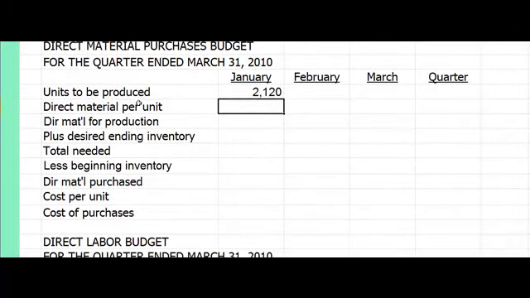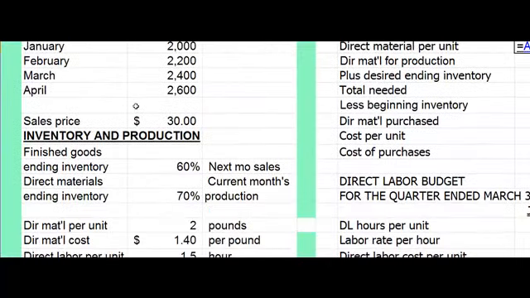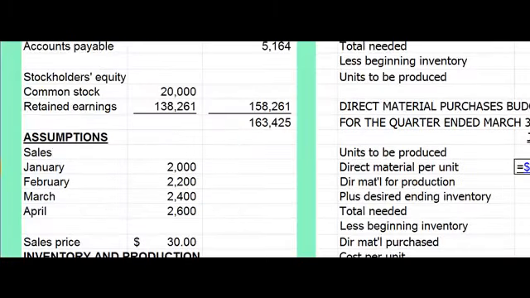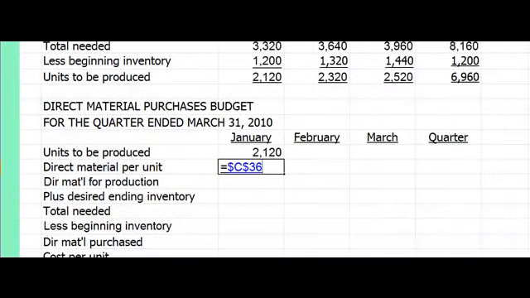Now, the next thing we need is the direct materials per unit. That's going to come from our assumptions. So we're going to go over to our assumptions and down to inventory and production assumptions, and you'll see that direct materials per unit is 2. So I'm going to click on that cell and hit F4. What F4 does, as you can see, is put dollar signs around it. Remember, this gives us an absolute cell reference, meaning that I can copy this anywhere in my worksheet and it'll always go back to C36.